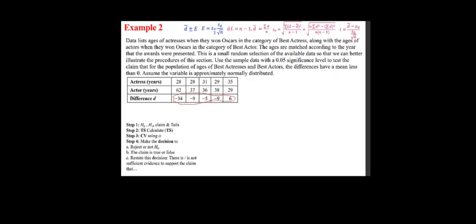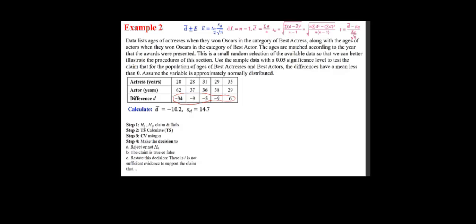Just be consistent. So which one is the first group, which one is the second group? We want to, at the 0.05 significance level, test the claim that for the population of ages of Best Actresses and Best Actors, the differences have a mean less than 0. So first we need to find D bar, add them up, divide, and then we need to find the standard deviation, S sub D. By now we know we can use a technology or do it by hand. You come up with the answer.